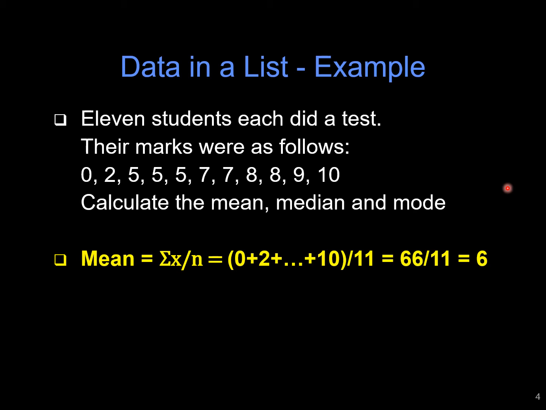So to calculate the mean, we have to add up the x's. So we have to add all of these up, and we have to divide by how many there are. Well, there are 11 of them. So the sum of all of these is 66. We divide by 11, so we end up with 6. So that is the mean mark for the students.